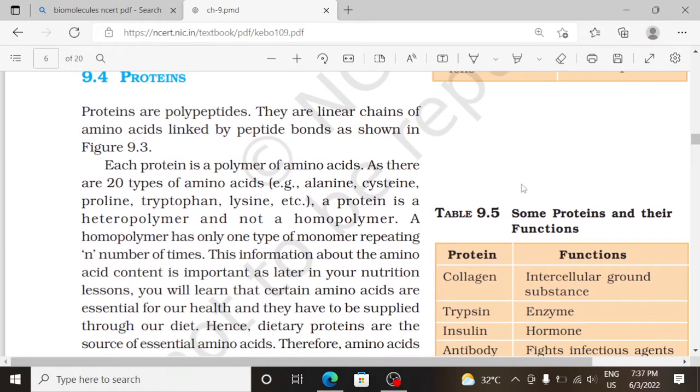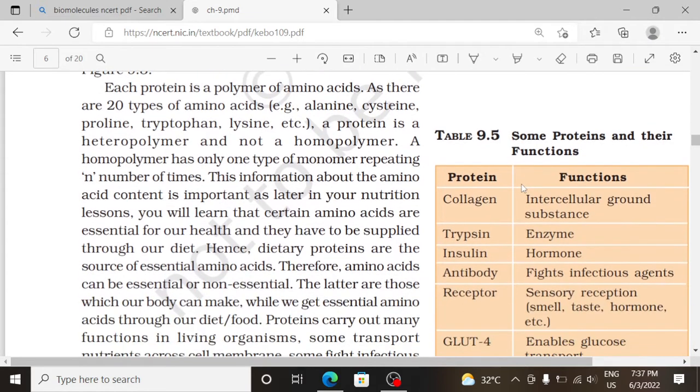Proteins. Proteins are polypeptides. They are linear chains of amino acids linked by peptide bonds as shown in figure 9.3. Each protein is a polymer of amino acids, as there are 20 types of amino acids. Example: alanine, cysteine, proline, tryptophan, lysine.